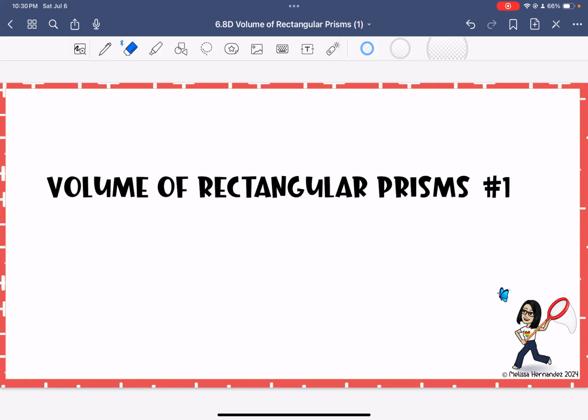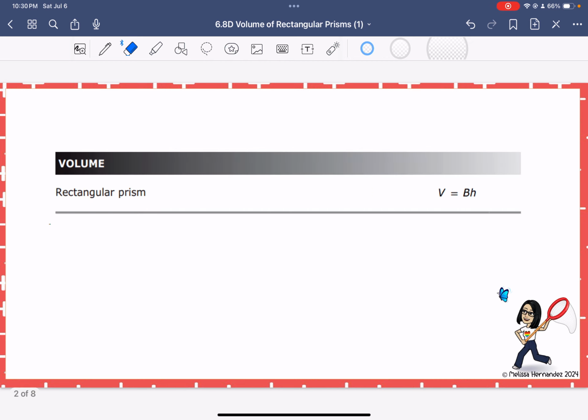In this video, we're going to solve volume problems using rectangular prisms. Okay, so the first thing we want to look at is the formula. So this formula is to find the volume of a rectangular prism. Fun fact, it works for any prism. Okay, so it's volume equals area of the base times height.